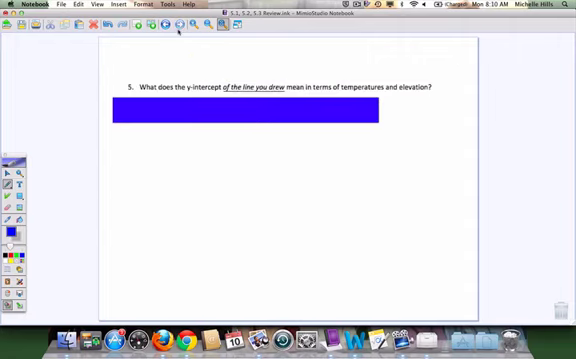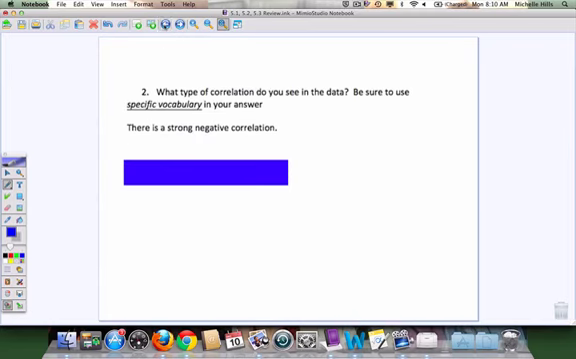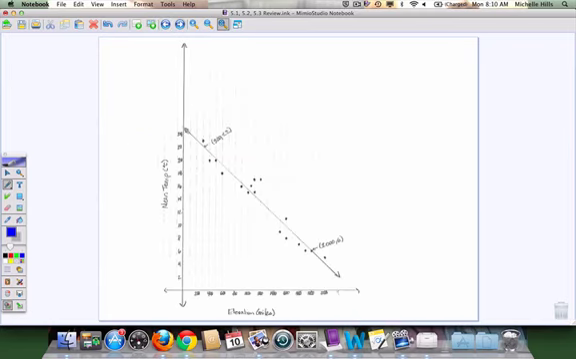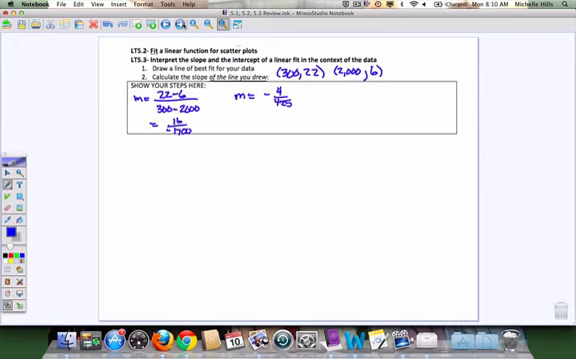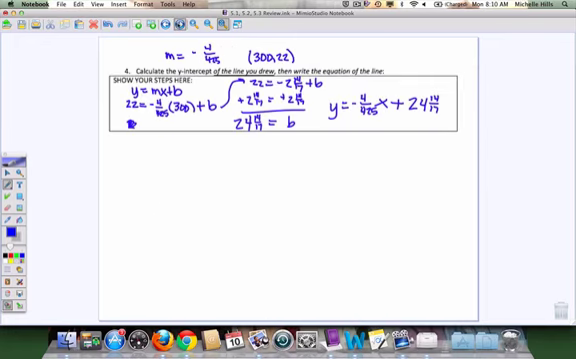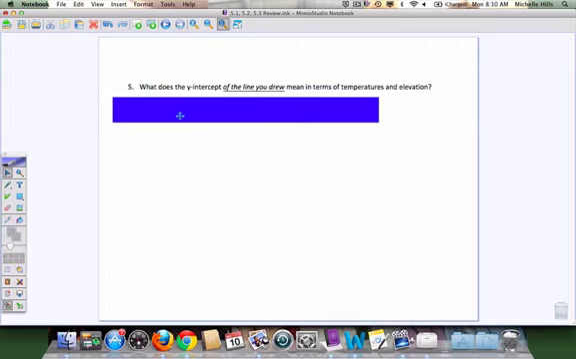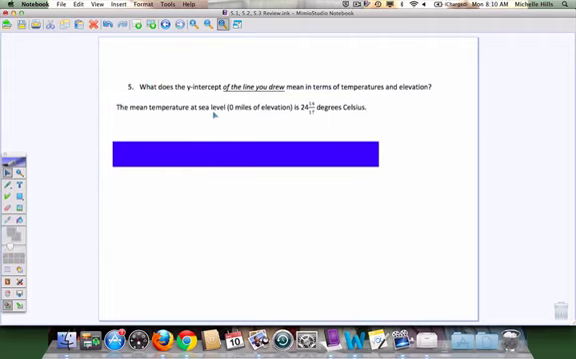Now, it asks me what the y-intercept means in terms of temperature and elevation. Let's go back to the graph and take a look at this. The y-intercept is this point up here at 24 and 14/17. And that's where x is 0. So when the elevation is 0 miles, or I'm at sea level, my mean temperature is 24 and 14/17 degrees Celsius. So that's what it's asking. The mean temperature at sea level, which is 0 miles of elevation, is 24 and 14/17 degrees Celsius.